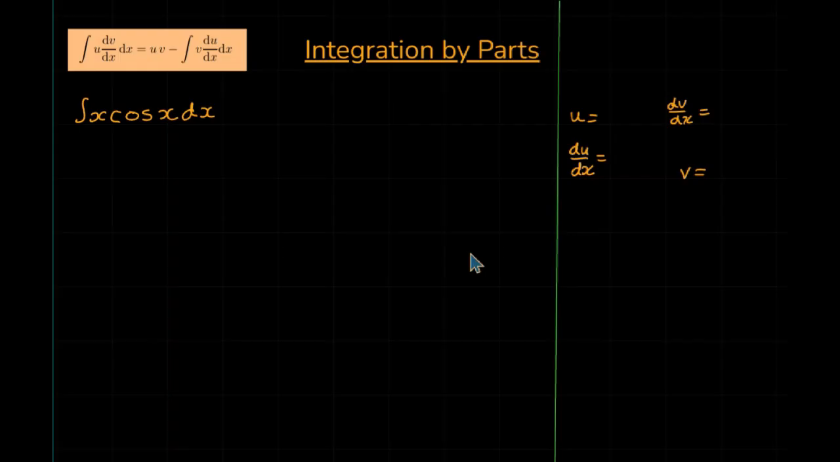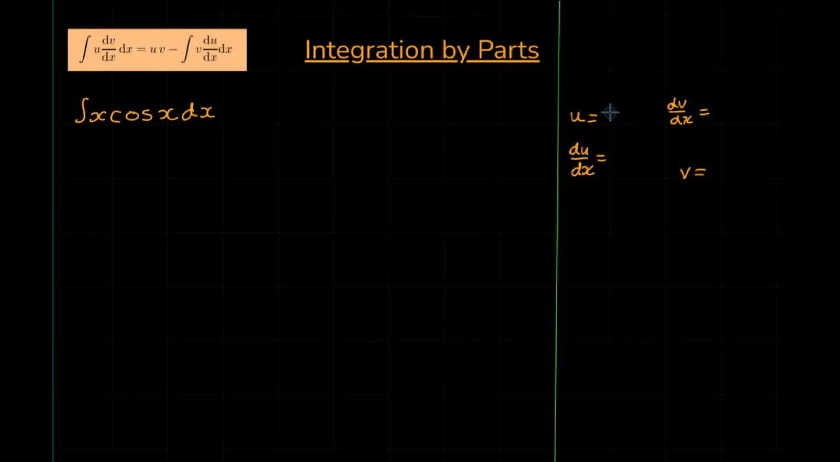a few examples. My first one is to integrate x cos x, which is the product of two functions, x and cos x. But according to the formula, I have to replace x with u and cos x with dv by dx. So let's do that first of all.